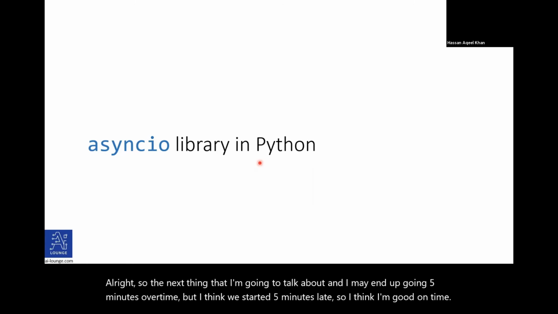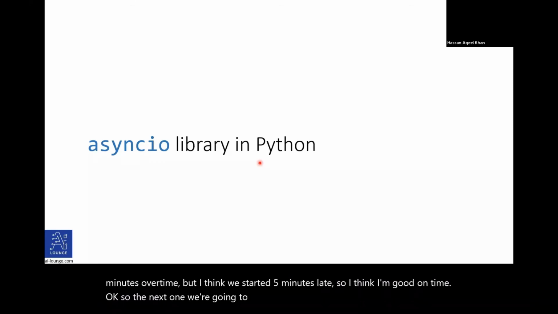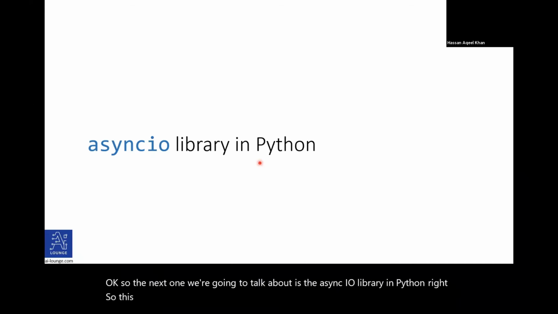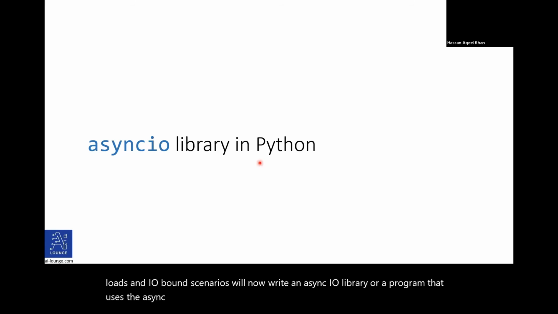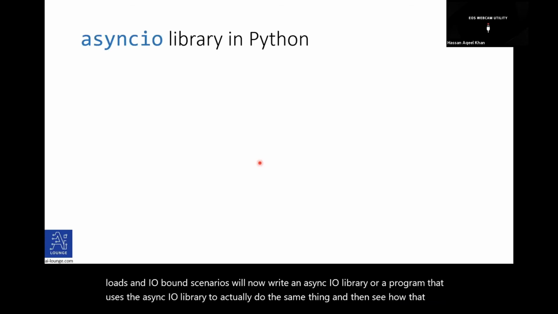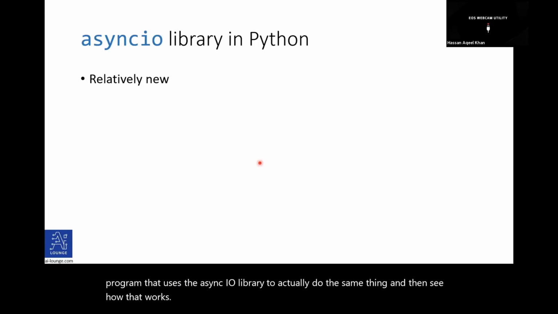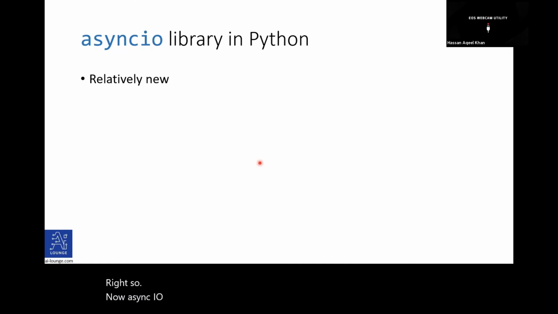So the next one we're going to talk about is the asyncio library in Python, right? This does something similar to multi-threading. Again, this is for IO-bound loads and IO-bound scenarios. So we'll now write a program that uses the asyncio library to do the same thing, and then see how that works, right? Now asyncio as compared to threading is relatively new. It was introduced with Python 3.4.